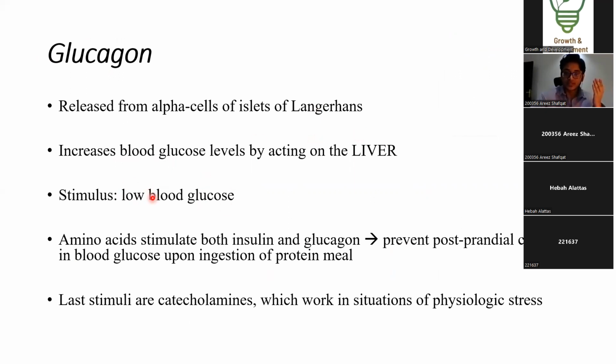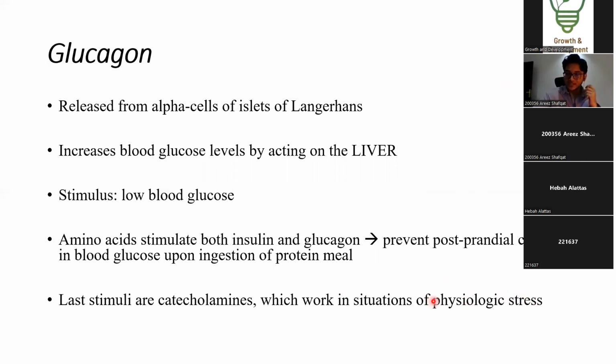Stimulus is low blood glucose. Another stimulus is catecholamines because of physiologic stress. I told you, right? Physiologic stress increases glucagon release, inhibits insulin. This is also important, for example, let me give you guys an example. Type 1 diabetes, there's lack of insulin. And type 1 diabetes patients are prone to developing ketoacidosis. And they usually develop ketoacidosis after an infection, because that infection causes physiologic stress.